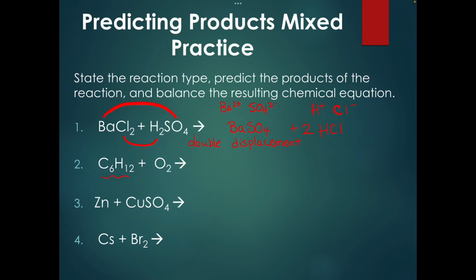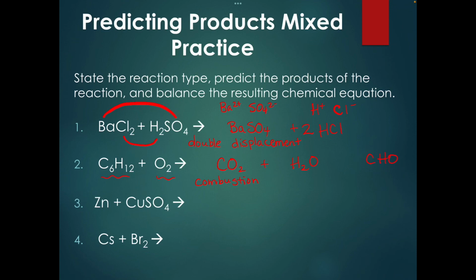So the next one has a hydrocarbon reacting with oxygen gas. Hopefully you recognize this as a combustion reaction. The products of all combustion reactions are carbon dioxide and water. Okay. So now what we need to do is balance this combustion reaction. Remember, I like to do carbon, hydrogen, oxygen for combustion.